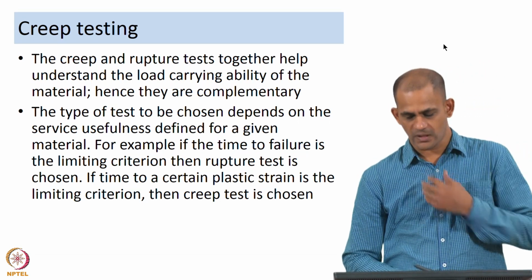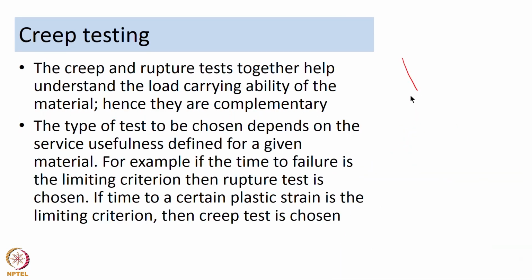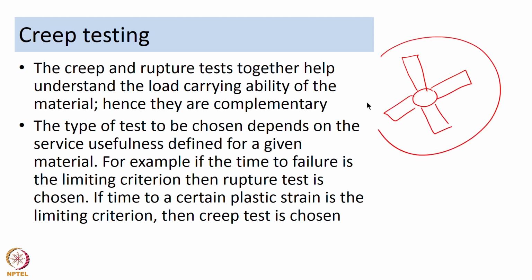So, for example, if you are looking at the gas turbine blade, say you have a gas turbine blade and it is enclosed in a casing, and here you know even a strain of say a few percent, like let us say 2 or 3% is going to cause the gas turbine blade to hit the casing, which means that the engine is going to get damaged. In that case, you are going to choose a creep test, because all that you are interested in is knowing what is the time taken to reach 2% plastic strain. So, in such a case you may want to go for a creep test.